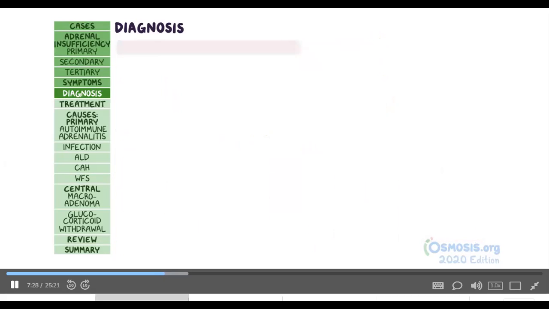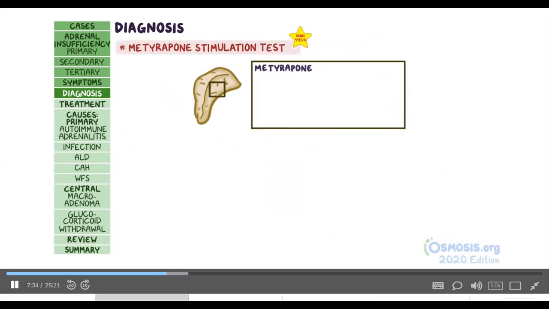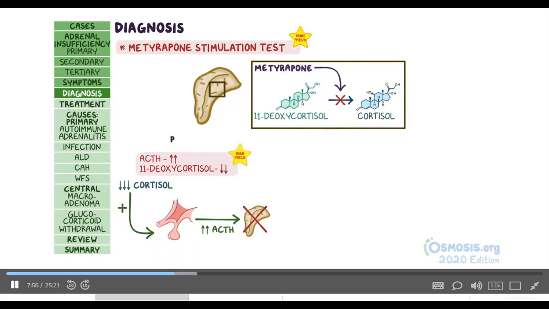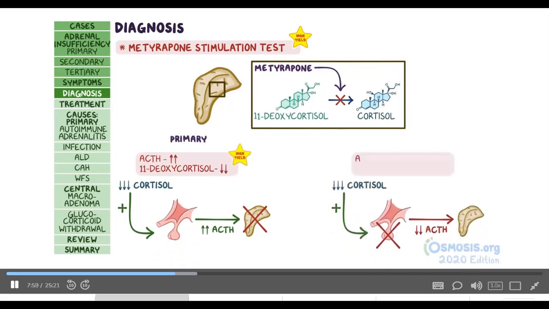Now, if this test is also inconclusive, a metyrapone stimulation test can be performed. Metyrapone is a drug that blocks the conversion of a precursor called 11-deoxycortisol to cortisol, and the test is based upon the principle that decreasing serum cortisol concentrations will result in an increase in ACTH if the pituitary and hypothalamus are normal. So, if after the test ACTH levels are high, but 11-deoxycortisol levels are decreased, that confirms primary adrenal insufficiency. If both ACTH and 11-deoxycortisol are decreased, that is suggestive of secondary or tertiary adrenal insufficiency.